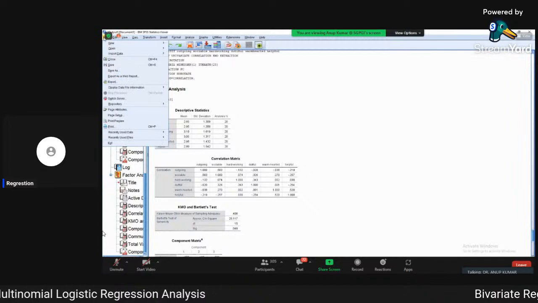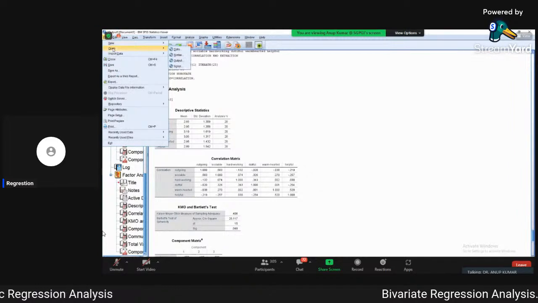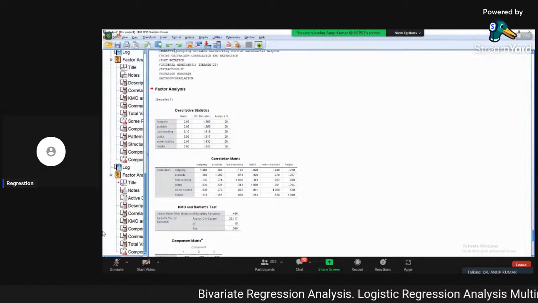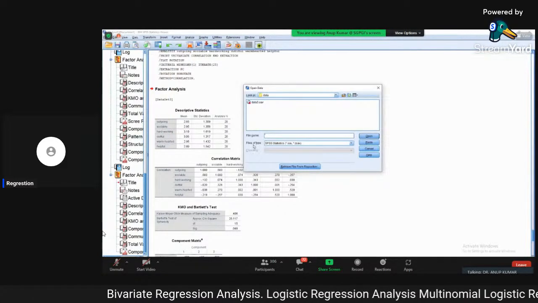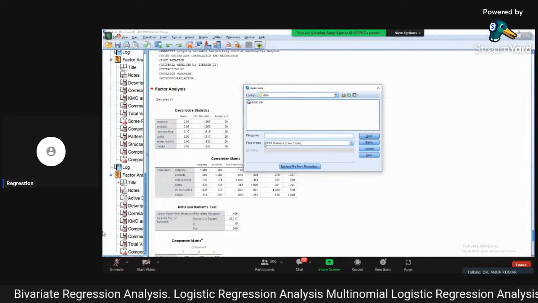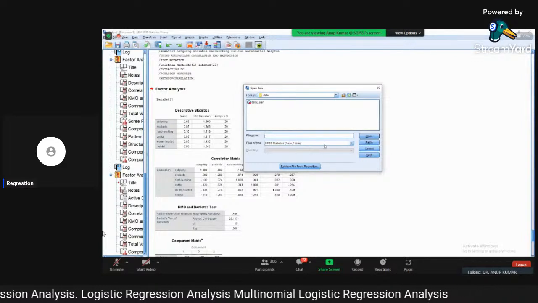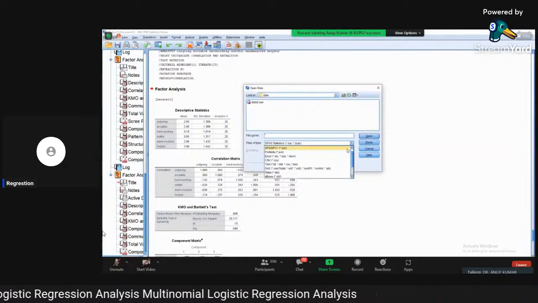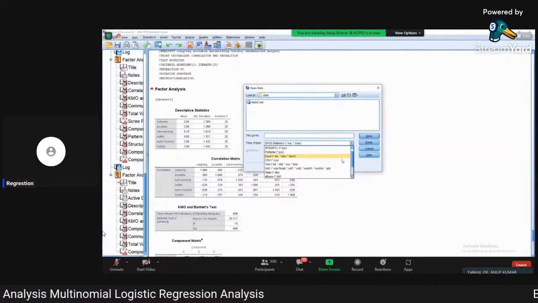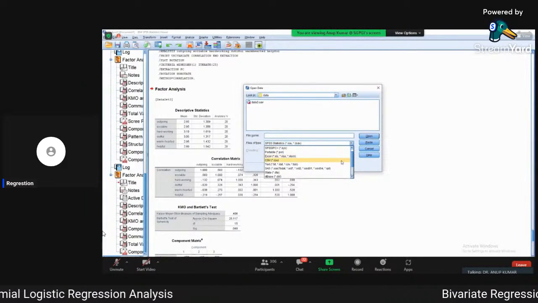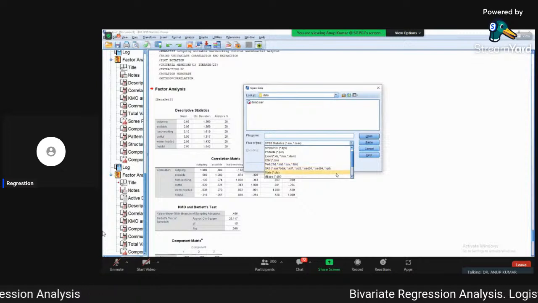Go to the File, and open. Then in open, go to the data. Now you have to decide what your type of data is. Whether your data is already in SPSS format, or in the form of Excel, or in the form of CSV or text, or in the form of Stata. What kind of data is it?